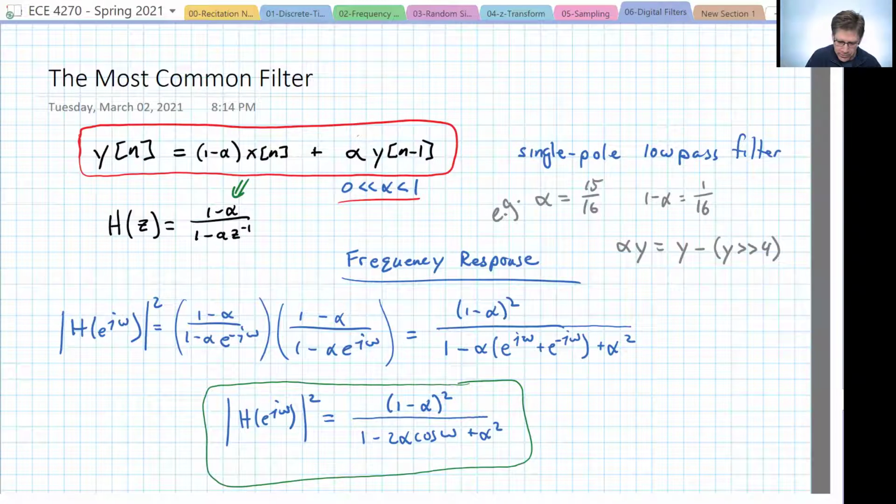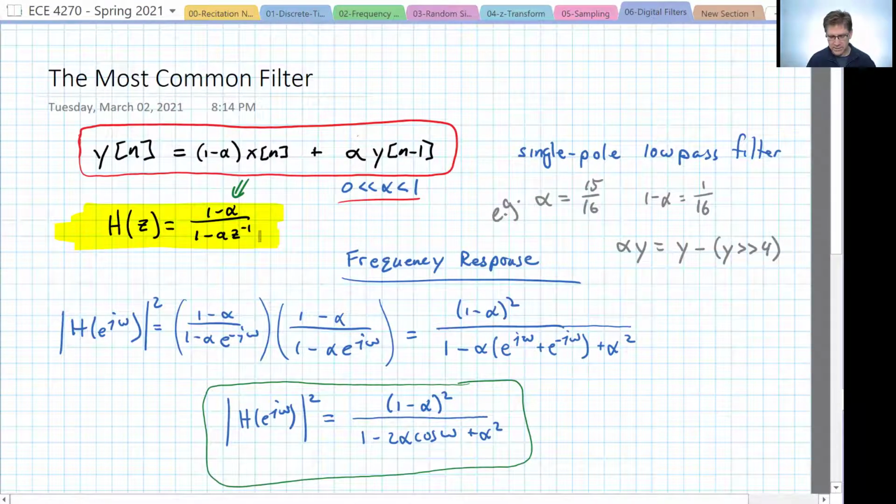So our transfer function looks like this. Alpha is going to be real, and as noted up here, alpha is usually close to 1. So how do we analyze this?